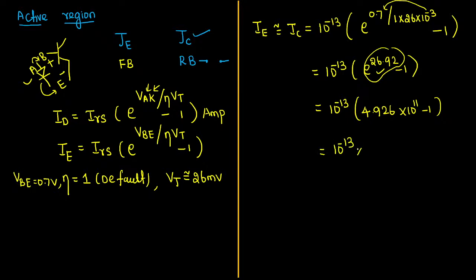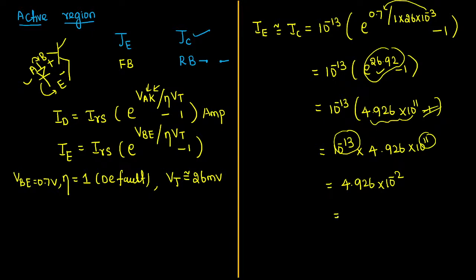10 power minus 13 into 4.926, only again I am getting, because that is very, very large, 10 power 11. So approximately you can ignore this 1. 10 power minus 13 into 10 power 11 will be 10 power minus 2. So 4.926 into 10 power minus 2. Yes or no? Yes, sir.